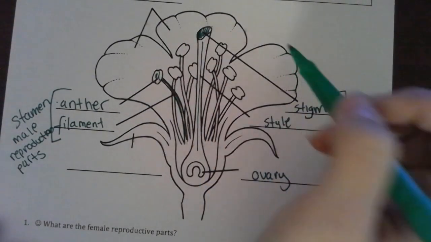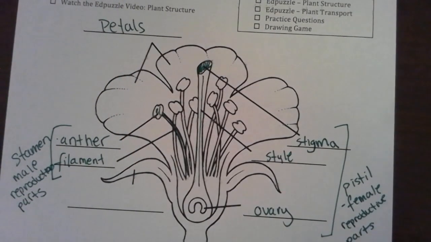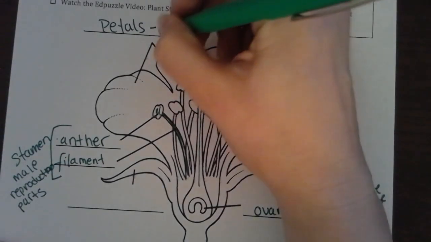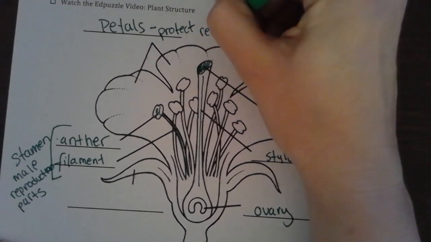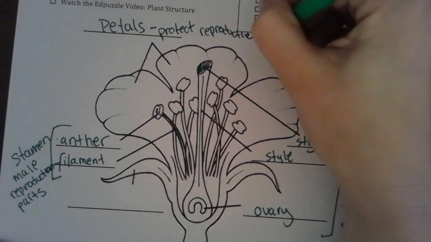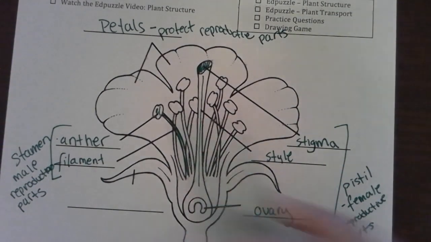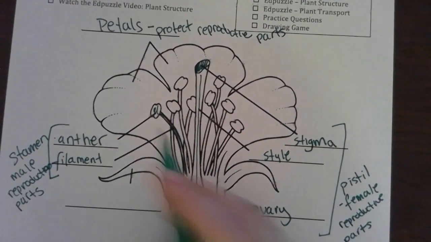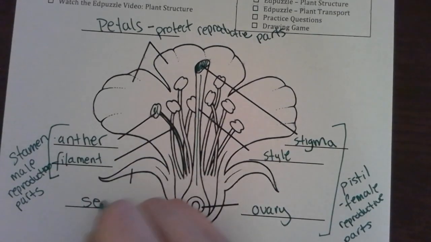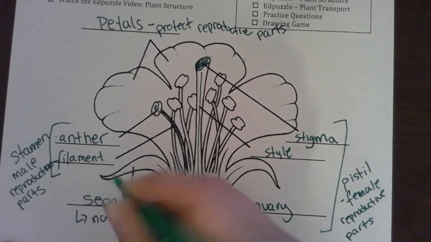Now, the most familiar part that you know are the petals. The petals actually protect the reproductive parts. So you have male, female, petals protect. Guess you didn't know that about petals. They're not just pretty and there for fun. And then you have finally these little leaves down here that are called sepals, but they're not involved in reproduction.